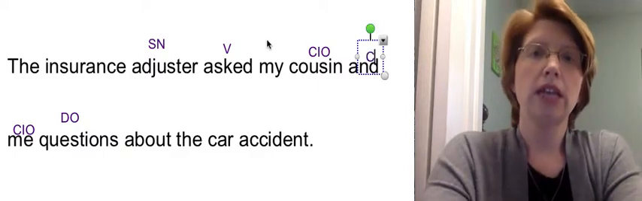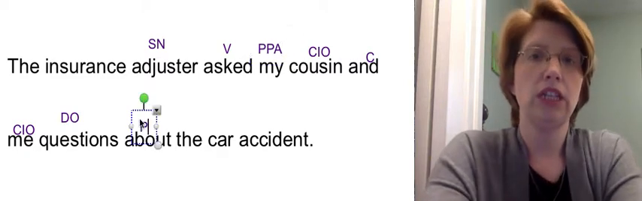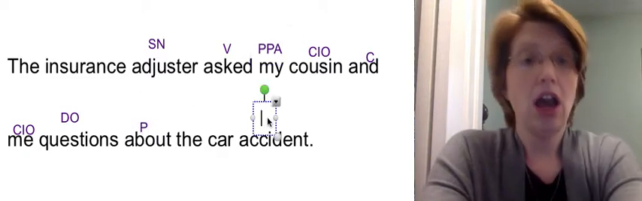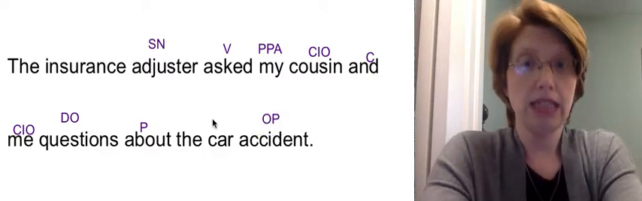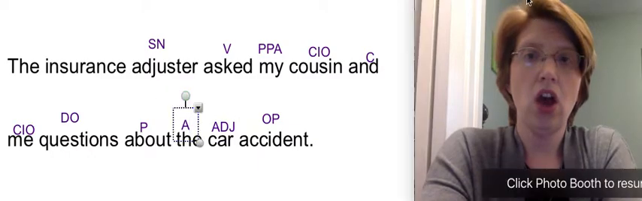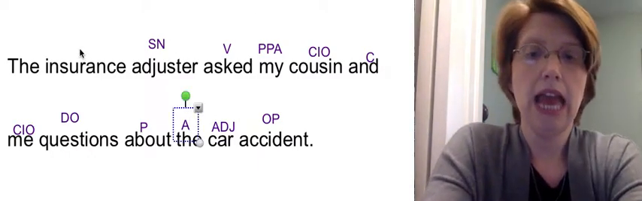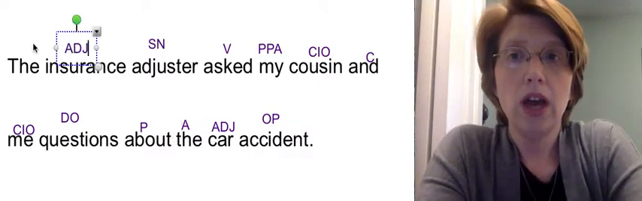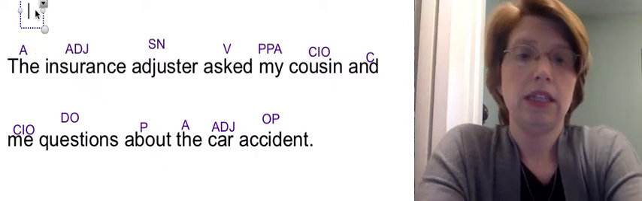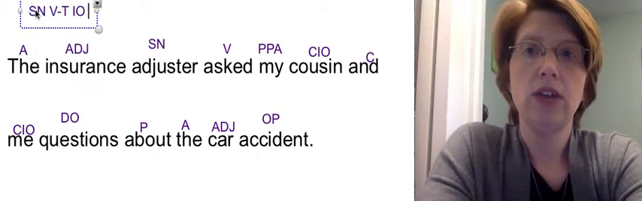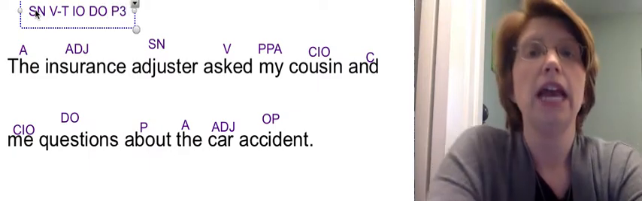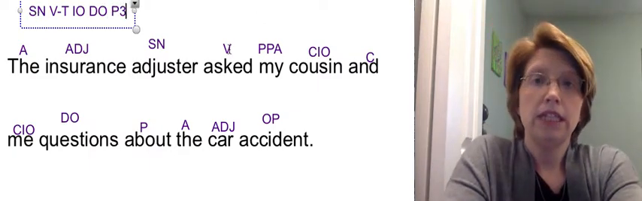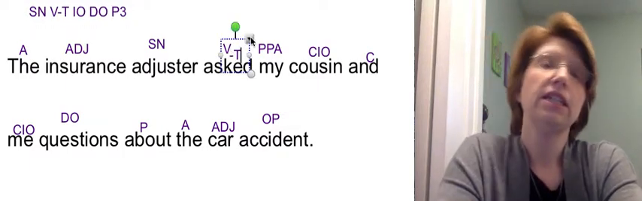Oops. Whose cousin? My, possessive pronoun adjective. About, preposition. About what? Accident, object of the preposition. What kind of accident? Car, adjective. The, article adjective. What kind of adjuster? Insurance, adjective. Whoops. The, article adjective. Subject, noun. Verb transitive, indirect object, direct object, pattern 3, check. Oops, didn't do it again, did I? Verb transitive, check again.